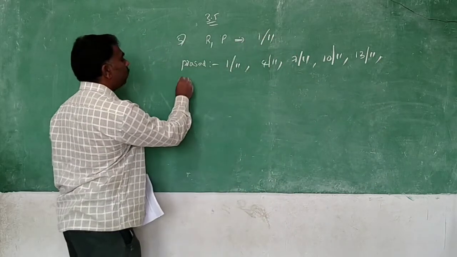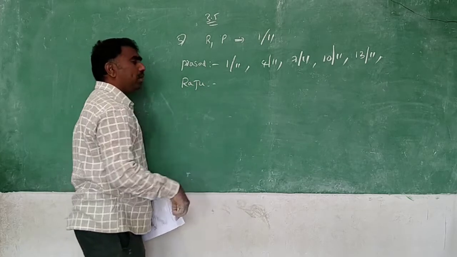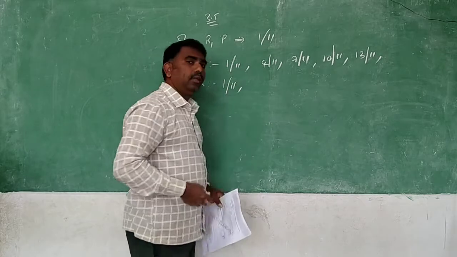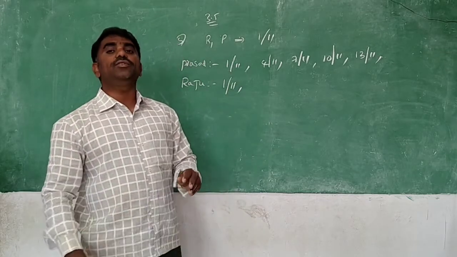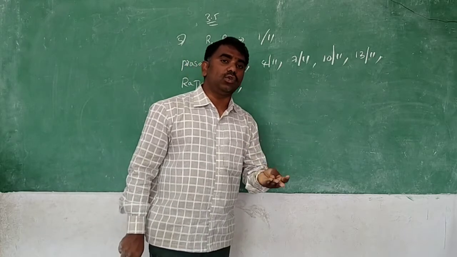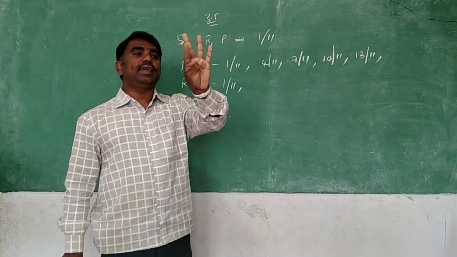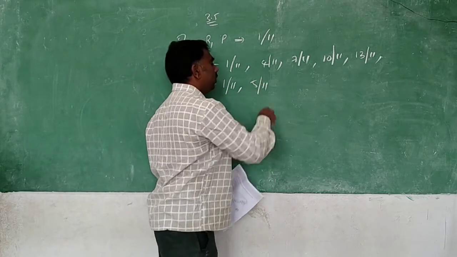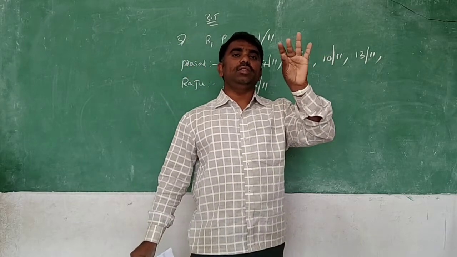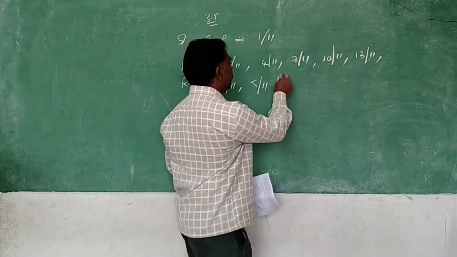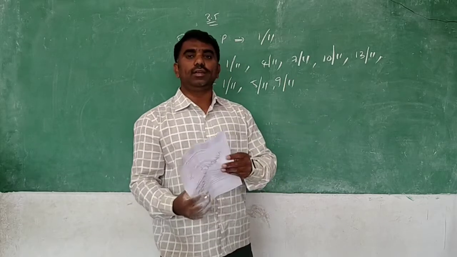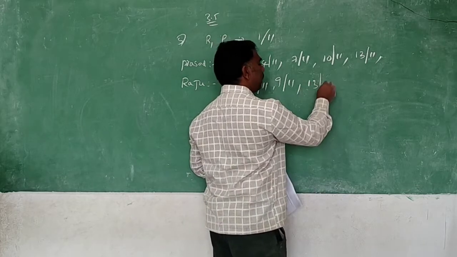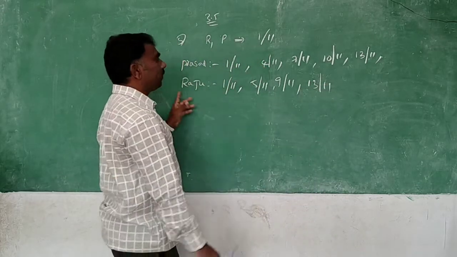Same with Raju. Raju also goes to the market every fourth day. He already went on the 1st. Every fourth day means first he went, he will not go on the second, third, fourth. When will he go again? On the fifth. After the fifth, he will not go on the 6th, 7th, 8th. On the 9th he will go. Then he will not go on the 10th, 11th, 12th. When will he go? On the 13th. Like that you find when they are going to the market.